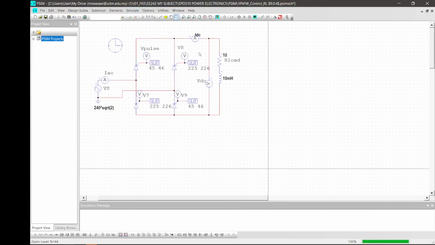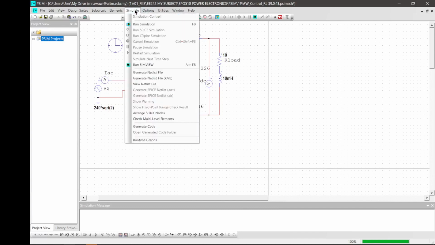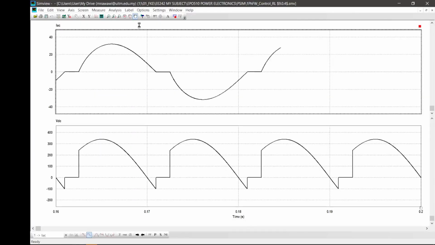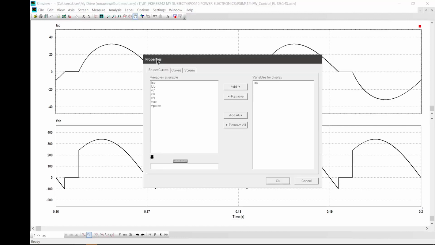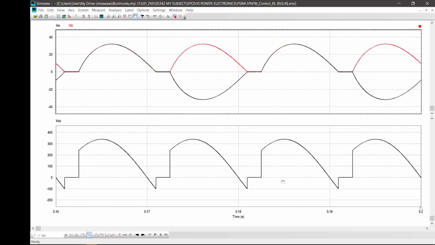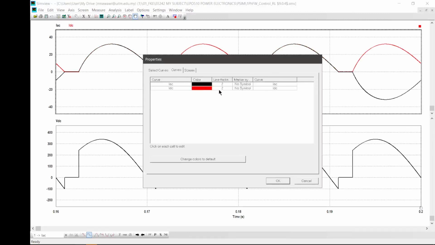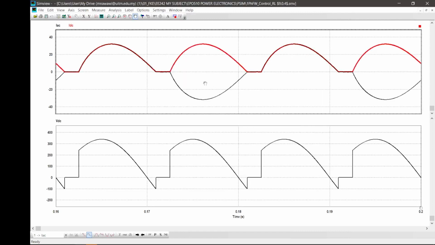Okay, so this is the output current. Run again. Okay, so now I'm going to place it, if I can. All right, let's look at it.